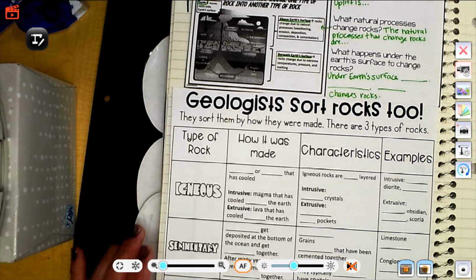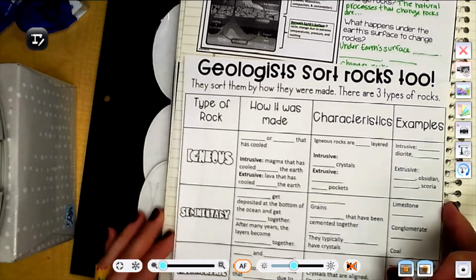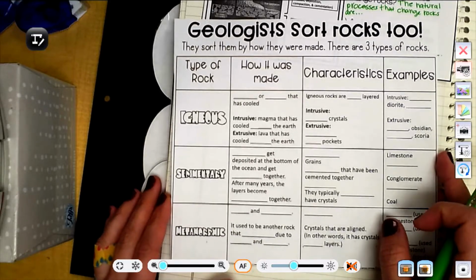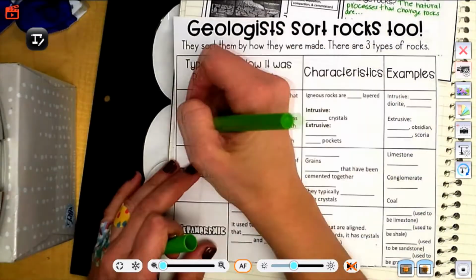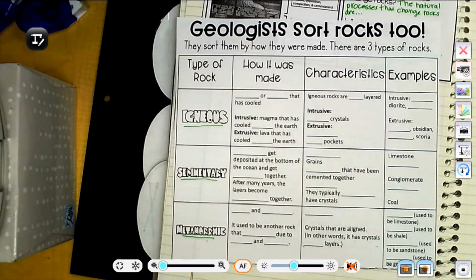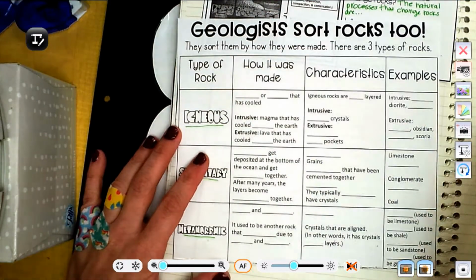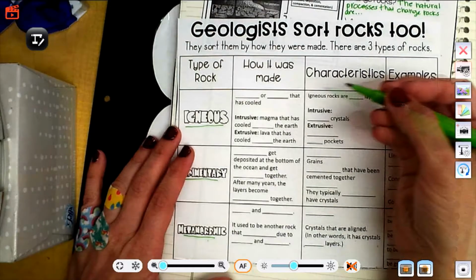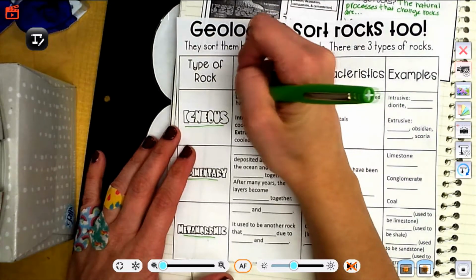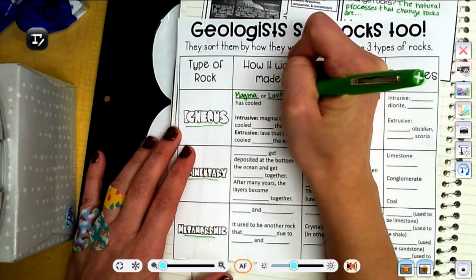Okay, so geologists sort lots of rocks. We didn't get a chance to do this because of time. But we did look at the three types of rocks: igneous, sedimentary, and metamorphic. So we're going to sort them by how they're made into the three types of rocks. So igneous rocks are made when what has cooled? Yes, you sure I know this. Magma or lava.